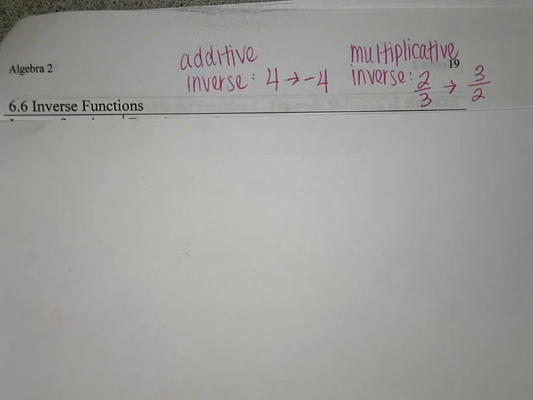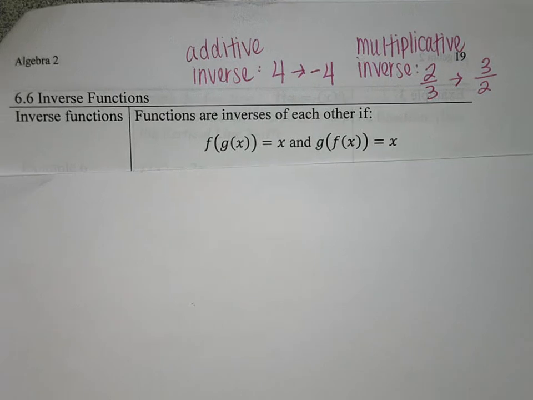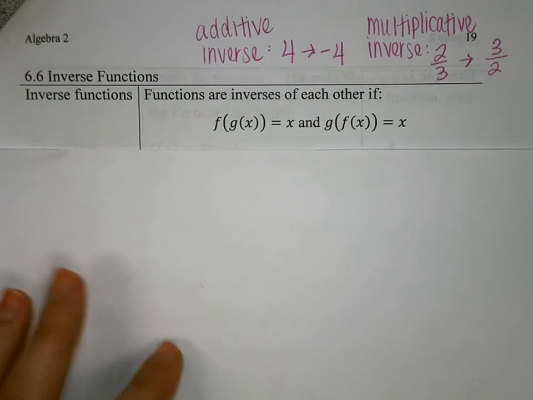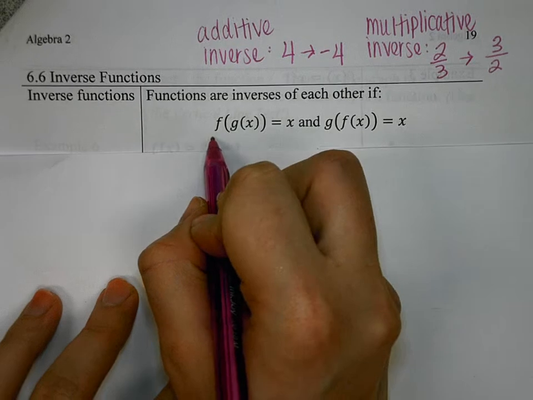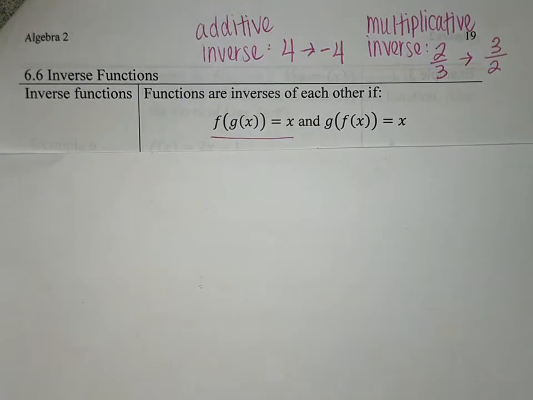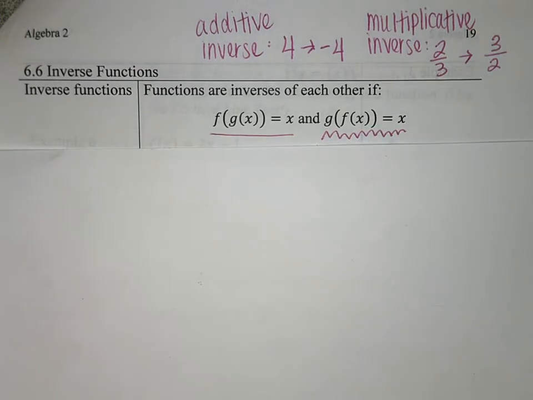Today we're going to be working with finding the inverses of functions. So let's define that. Two functions are inverses of each other if, when I compose f of g of x, I get x as an answer. And then if I flip it, g of f of x, I also get x as an answer. So that's how we know if two things are an inverse. That's the official definition.